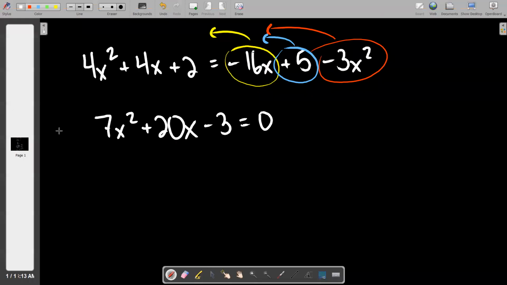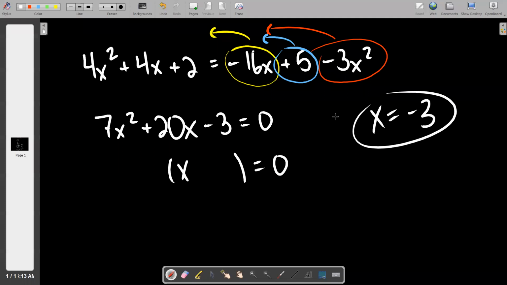So if negative 3 is an obvious answer, this is the part where I saw some funny looks last time. If negative 3 is an answer, then what is one of my factors? X. X doesn't equal 3. Stop that. X equals negative 3. What is my factor? X plus 3.